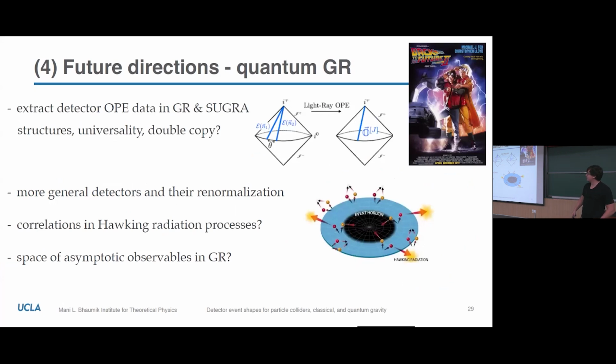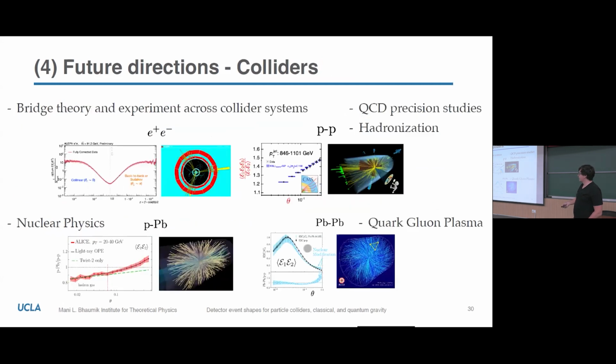That's really nice. We are still exploring these things. What we're going to do next is try to really extract OPE coefficients, try to find new detectors in these energy correlators, more general detectors in their normalization. Maybe one can try to study Hawking radiation processes and ultimately try to explore the space of asymptotic observables. In colliders, there are measurements across different collider platforms. So there's a lot of interesting physics to be studied.